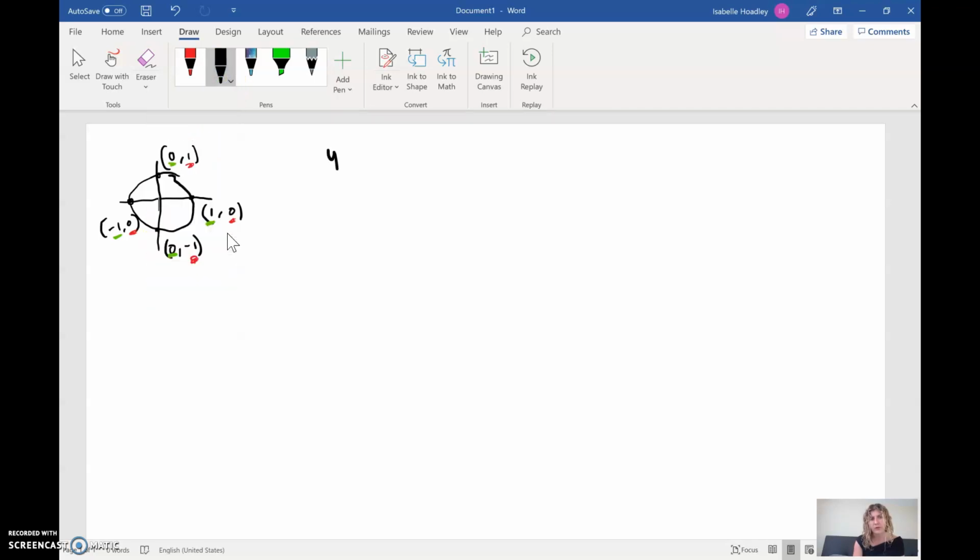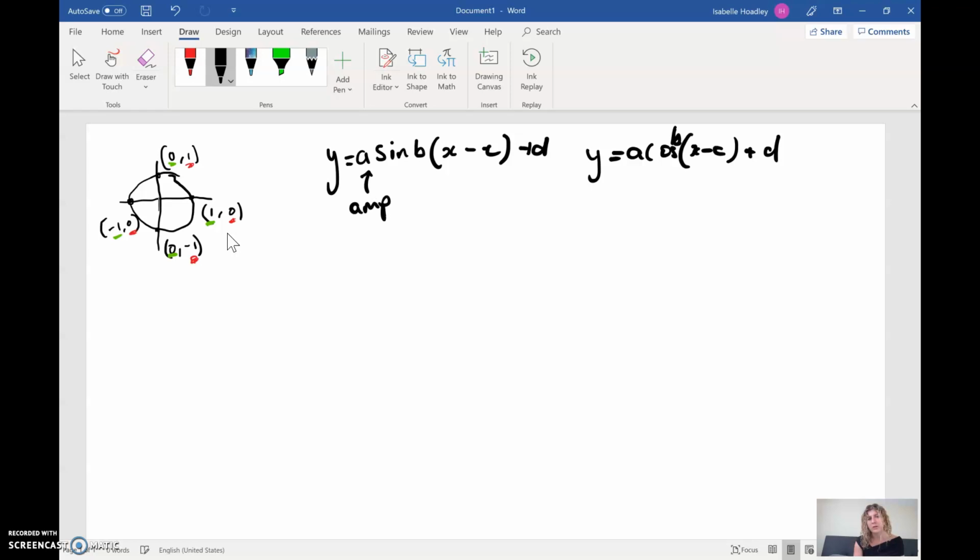Okay, so our graphs are as follows. We have y = a sin(b(x - c)) + d. That's for sine. For cos, exactly the same: y = a cos(b(x - c)) + d. In these graphs, this a corresponds to our amplitude, b is our period, c is our horizontal, and d is our vertical transformation.